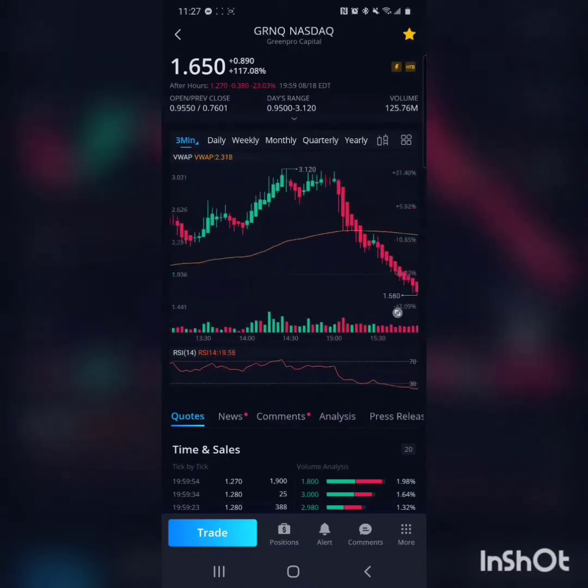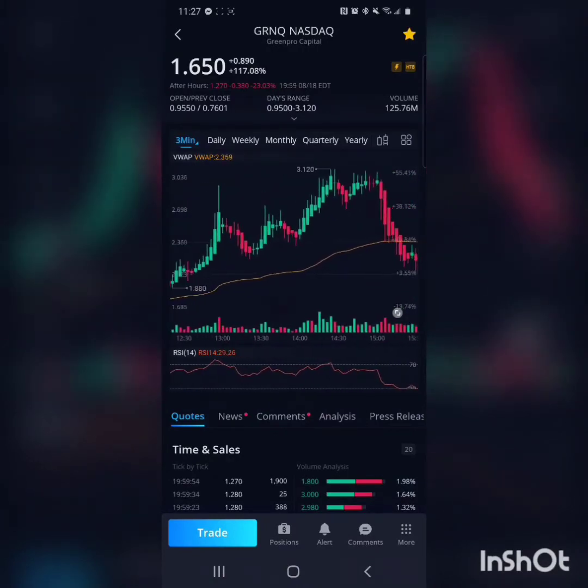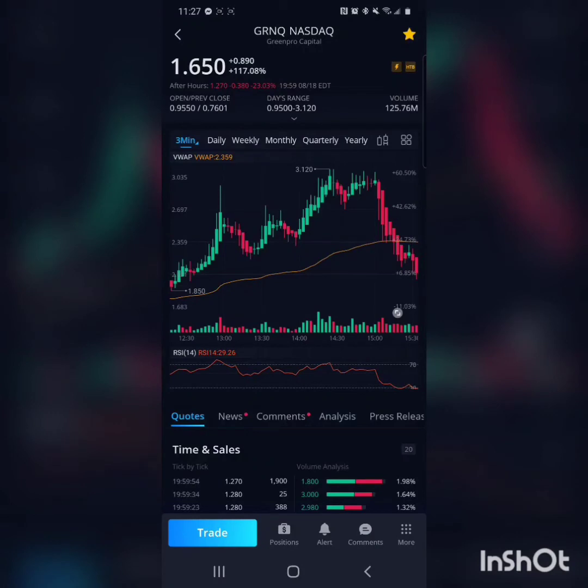All right, wow, this had a huge sell-off today. All right, cool. So we're at 3 minutes. We got our candles. Now we want the VWAP indicator. You see this yellow line right here?